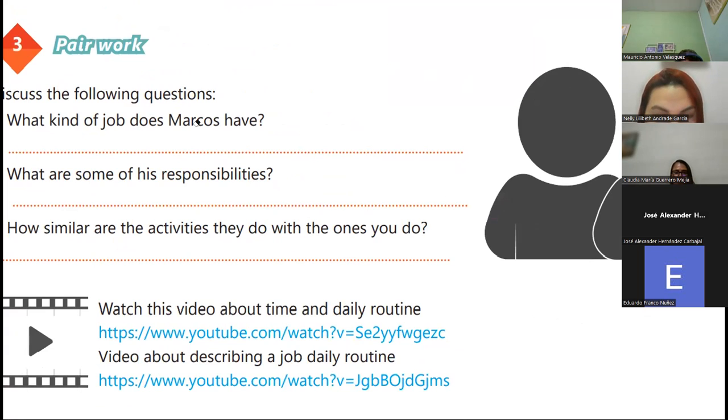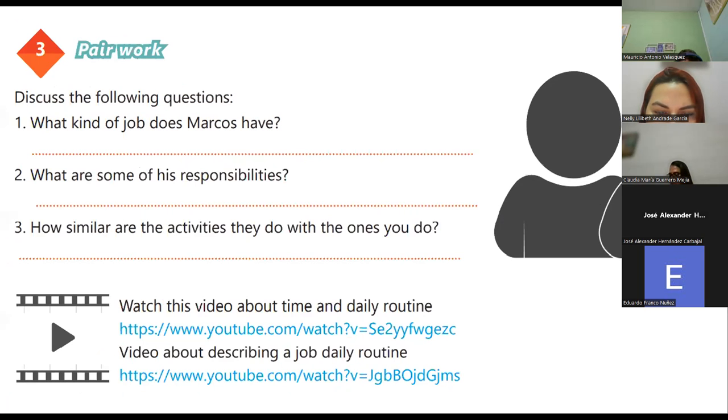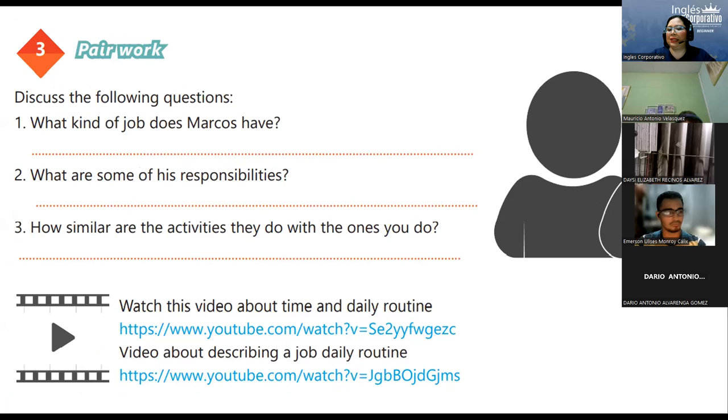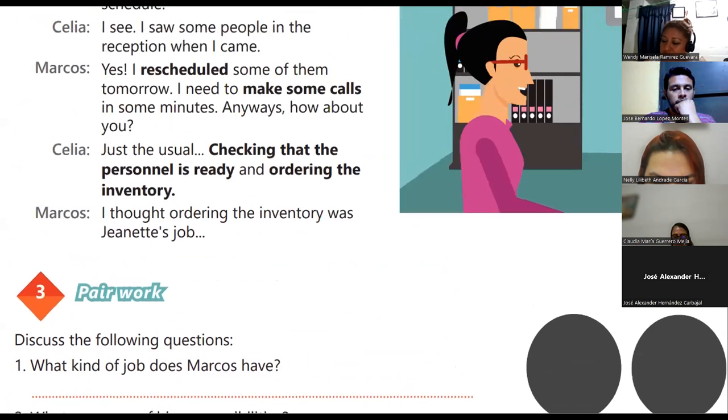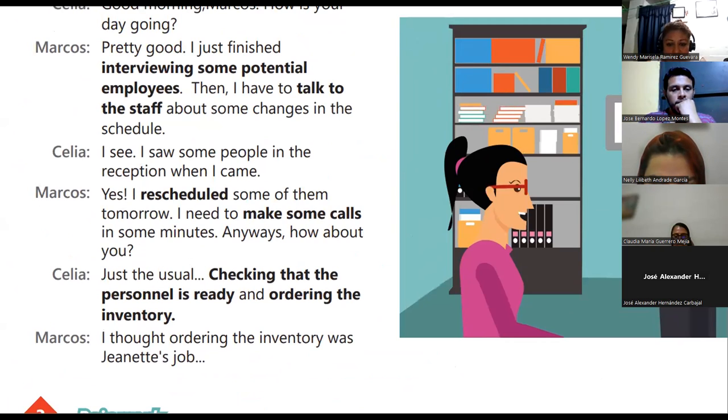Do you do these kinds of activities? Do you do some of these activities? ¿Alguien hace alguna de esas actividades acá? Do you make calls? Yes, all right, then you have a similar activity. It's not from human resources maybe, but you have that activity. What else? Do you reschedule things for a different date? You reschedule.